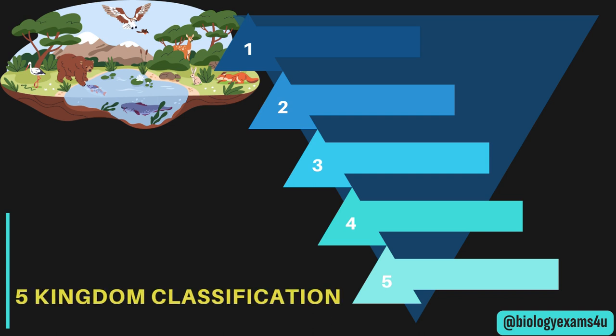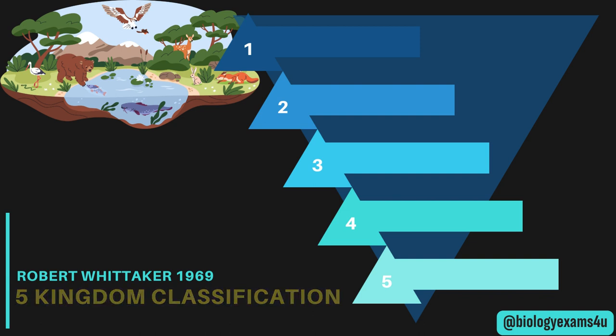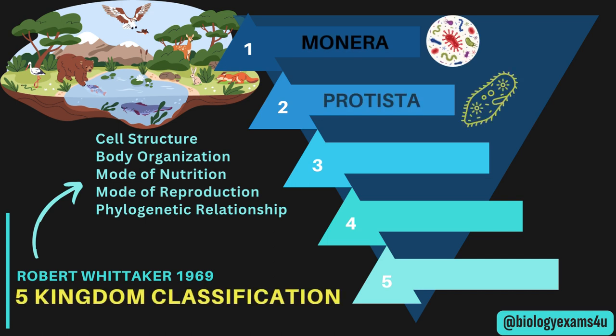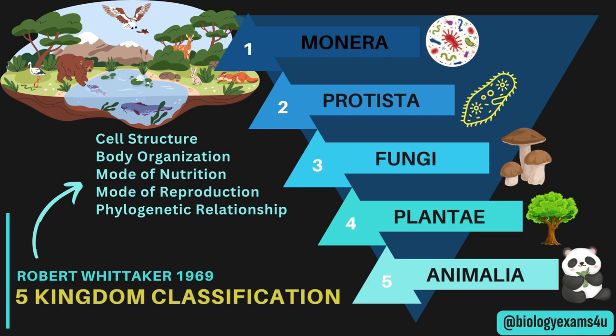The five kingdom classification system was proposed by Robert Whittaker in 1969. He classified all living organisms into five distinct kingdoms based on their cell structure, body organization, mode of nutrition, mode of reproduction, and phylogenetic relationship or evolutionary relationship among organisms. The five kingdoms of life are Monera, Protista, Fungi, Plantae, and Animalia.